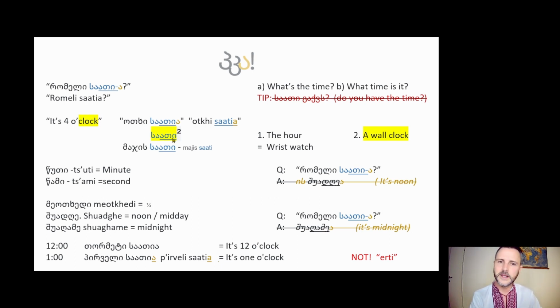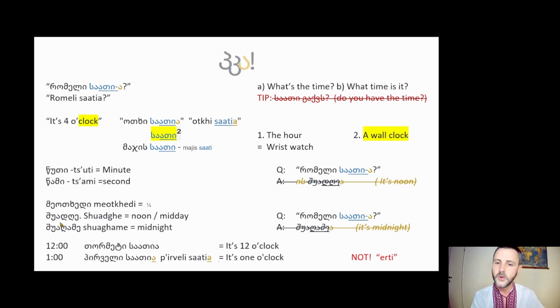Sati has two meanings, of course. We said that before, the hour on the clock and then the clock itself. And then we said that the wristwatch, Maji Sati, is what you buy as a gift. Things that we don't need, for example, noon and midnight. Romelisatia, we can say it's midnight in English, we can say it's noon. We use these words, we don't need them, okay?